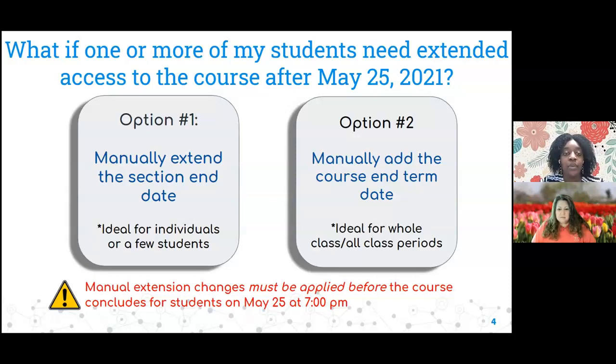Now, I will tell you, with both of these options, the kicker is that any kind of extension that you're trying to grant by adjusting the section date or the course interim date must be applied before the course actually concludes for the student on May 25th at 7 p.m. Because after that point in time, you won't be able to extend it because the students have already lost access. So whichever option you choose, please make sure that you apply those extended dates to the section or the course before May 25th at 7 p.m.